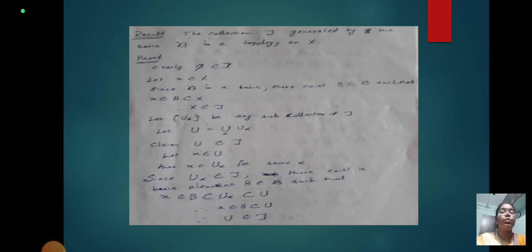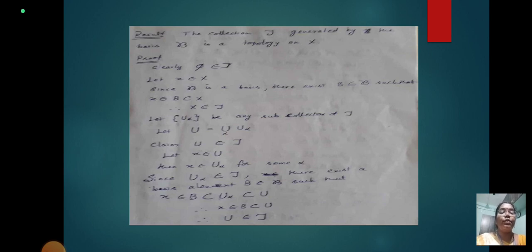For condition 2, let the collection U alpha be any subcollection of tau. Let capital U be equal to the union over alpha of U alpha. We have to claim U belongs to tau. Let x belongs to U, then x belongs to U alpha for some alpha, because we defined U is equal to union alpha U alpha.